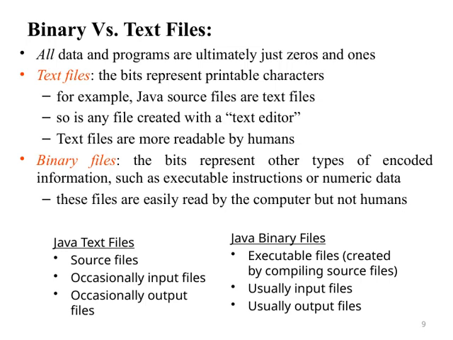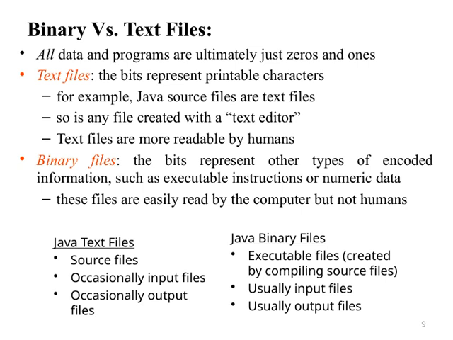Now, let's talk about the difference between binary and text files. All data and programs at their core are just zeros and ones. But how those zeros and ones are interpreted makes all the difference. When we're dealing with text files, the bits are used to represent printable characters, things we can read easily. For example, Java source files are text files, and so are any files created with a simple text editor. That makes text files much more human-readable, which is a big advantage when you're trying to understand or edit data directly.